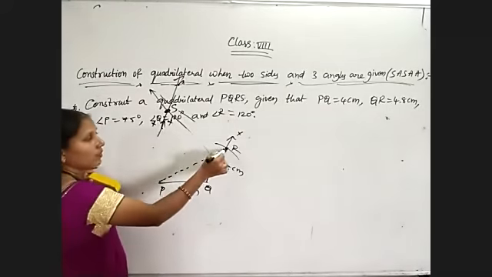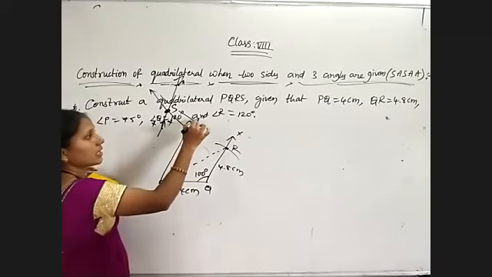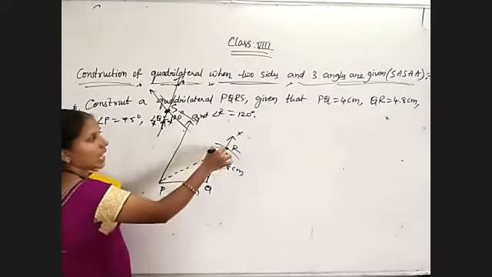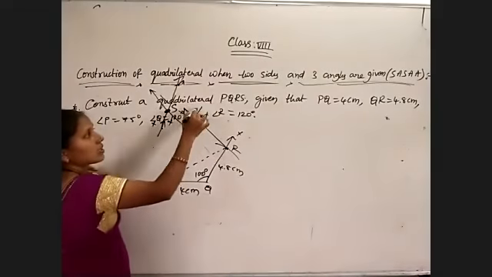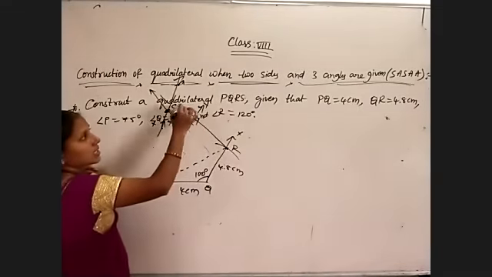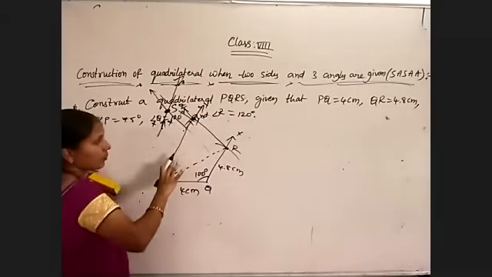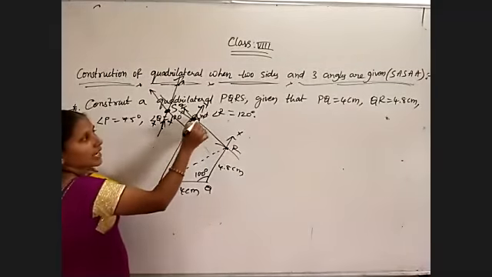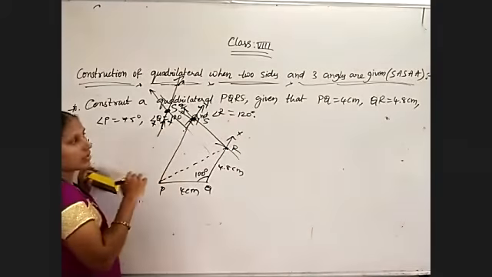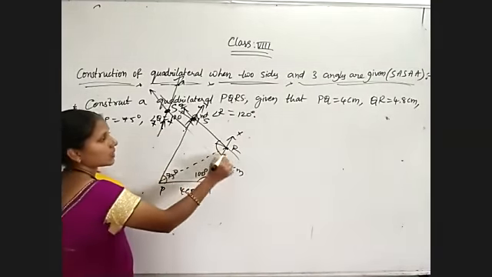Okay. Now we want the fourth vertex. To find that, use the angle P and construct 75 degrees. Use angle R, construct 120 degrees. So extend the rays till they meet. This is Y and this is Z. Where the rays RZ and PY are meeting, name that point as S. So it is 75 degrees and this one is 120 degrees.